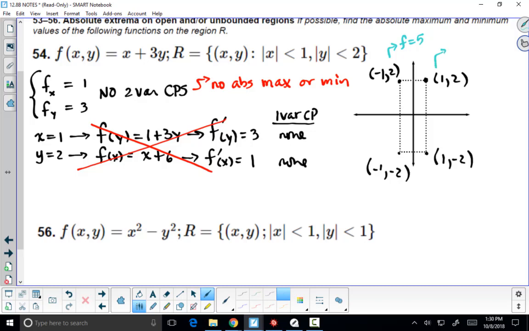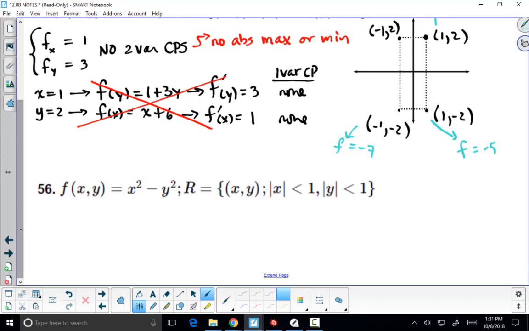Here, where we plug in 1 and 2, we would have, what's that? 1 and 2 is 7. Function value of 7. Down here, if we plug in a 1 and a -2, we get -5. So if the boundary was in fact included, we would end up with our absolute max being 7 and our absolute min being -7. Because there's no one variable critical points and there's no two variable critical points, it's the vertices that come into play. Only the vertices.